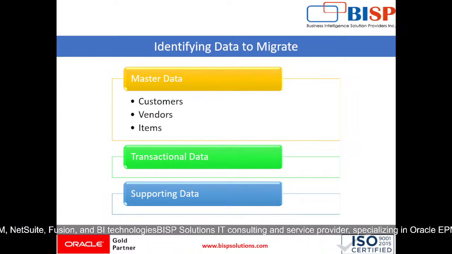Then comes our transactional data, where historical and open transactions for continuity are handled. There we will be migrating open sales orders, purchase orders, invoices, payments and journal entries. Then comes our supporting data, where subsidiary details, chart of accounts and tax codes for system alignment are handled.